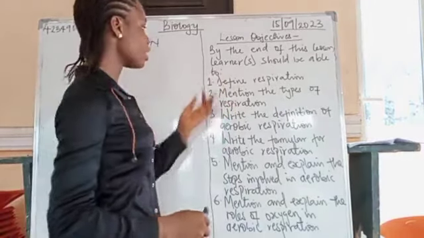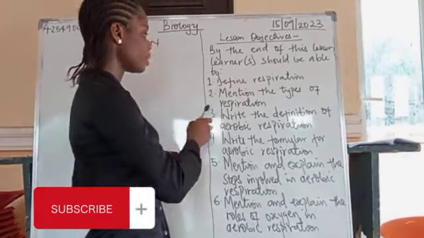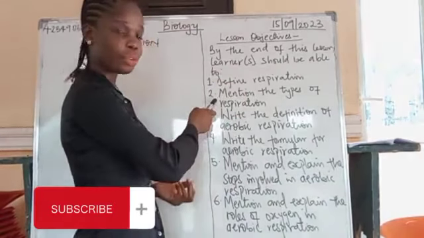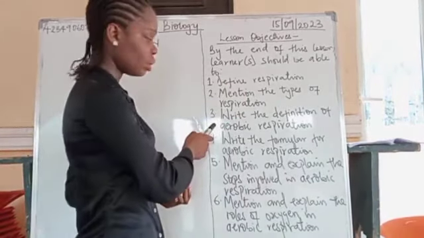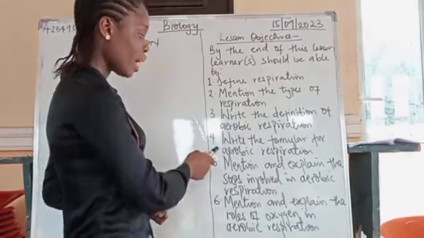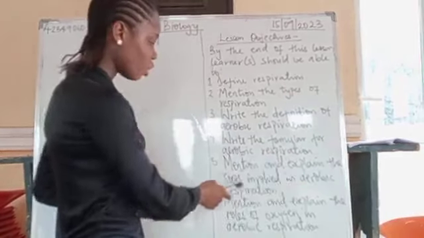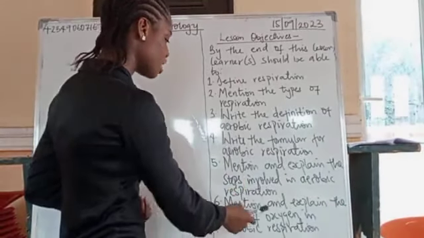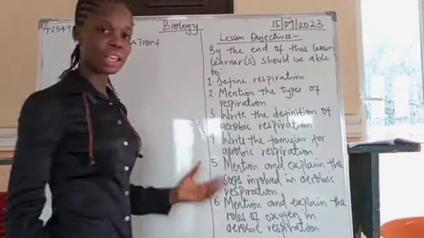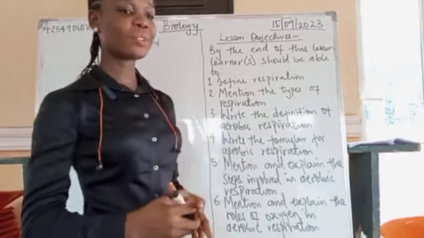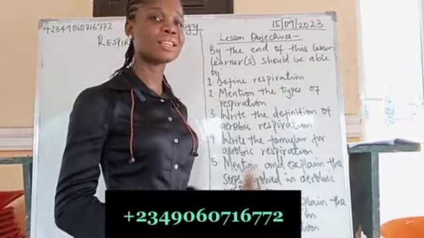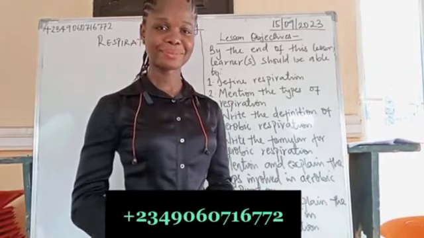By the end of this lesson, you should be able to define respiration, mention the types of respiration, write the definition of aerobic respiration, write the formula for aerobic respiration, mention and explain the steps involved in aerobic respiration, mention and explain the roles of oxygen in aerobic respiration. So by the end of this lesson, we hope to achieve these 6 lesson objectives.